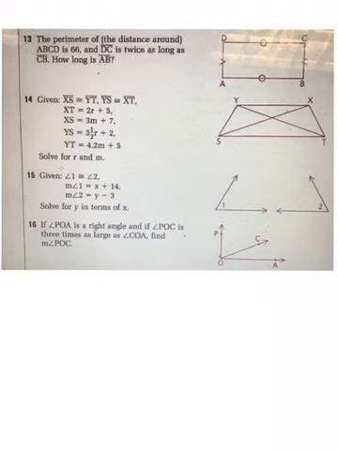I'm going to start with 13. That's asking us the perimeter, and it gives us a nice little hint here. This is the distance around, which we learned back in the 4th grade, the difference between perimeter and area. Perimeter is the sum of all the sides, while the area is the product of the length and the width.